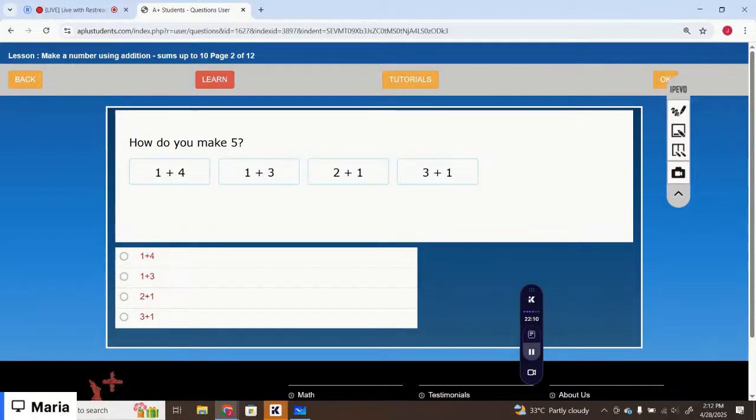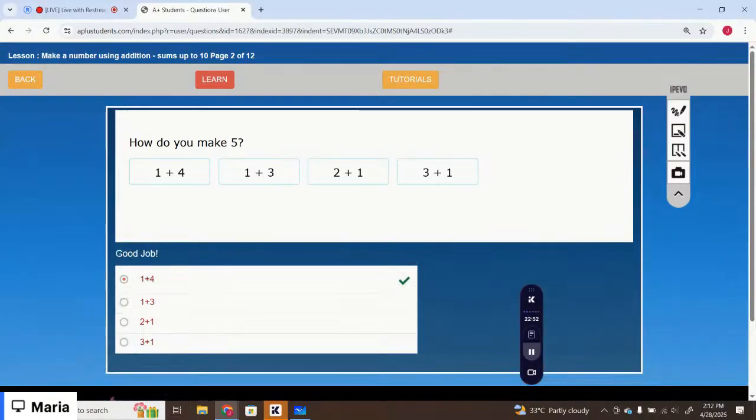How do you make 5? Which is the correct option? Option number 1 is the correct option. 1 plus 4 is the correct option. 4 plus 1 is 5. Option number 1 is the correct option.